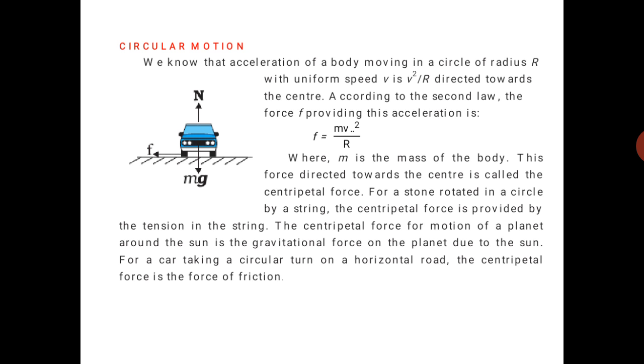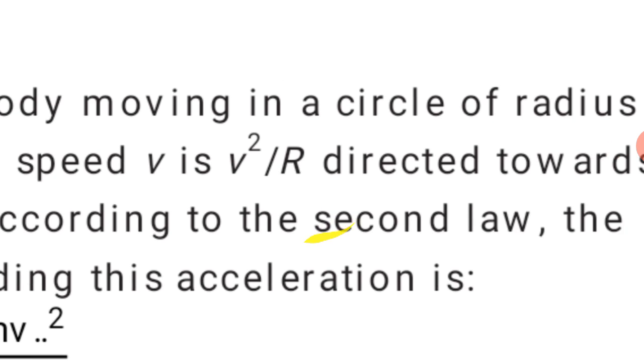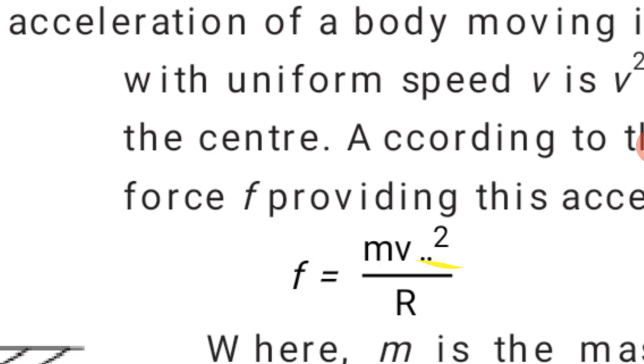Okay, with radius r. We have already discussed in the previous topic, motion in a plane, that a particle in circular motion of radius r with velocity v is accelerating towards the center, and the acceleration of the particle is v square by r. Acceleration of the particle is v square divided by r, and directed towards the center.